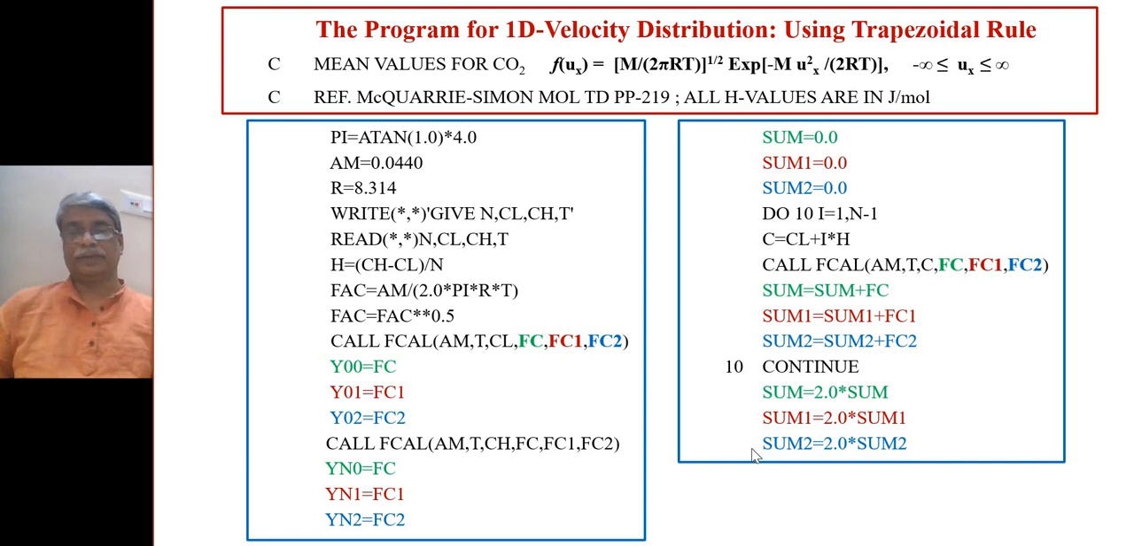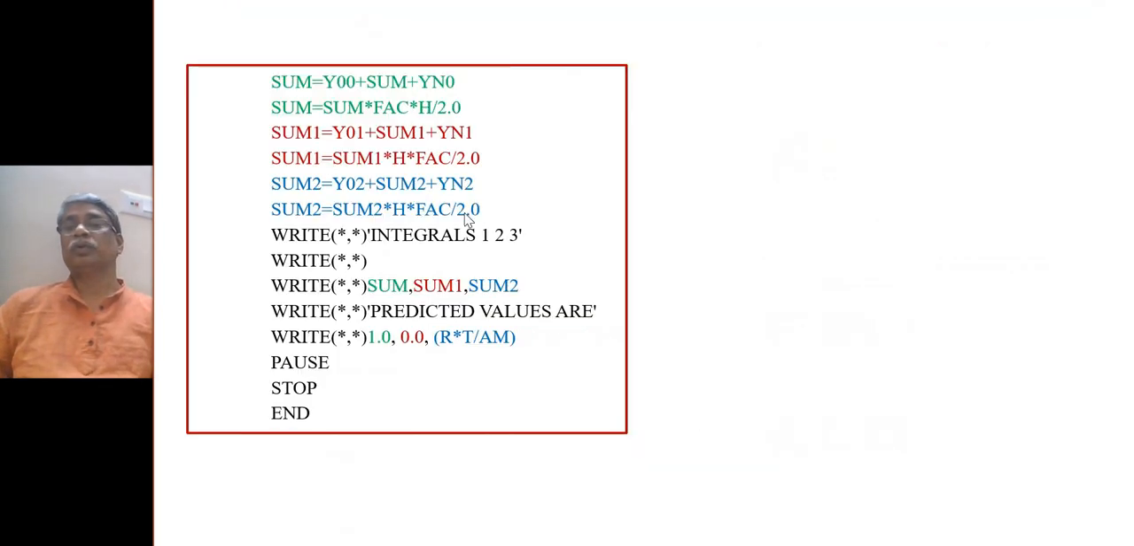in each case. Okay. So here you see sum 1 is y01 and yn1. That means the 0th point y0 and yn are also added and finally multiplied by the factor that was there, m by 2 pi kT, etc.